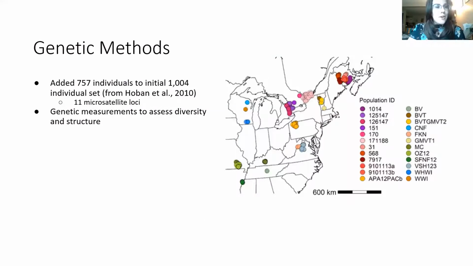So first of all, our genetic methods included adding 757 individuals to the initial 1,004 individuals from Hoban et al. 2010. And these individuals were mostly sampled from the northern range of the species range. And then we were able to measure genetic things like genetic diversity and structure.